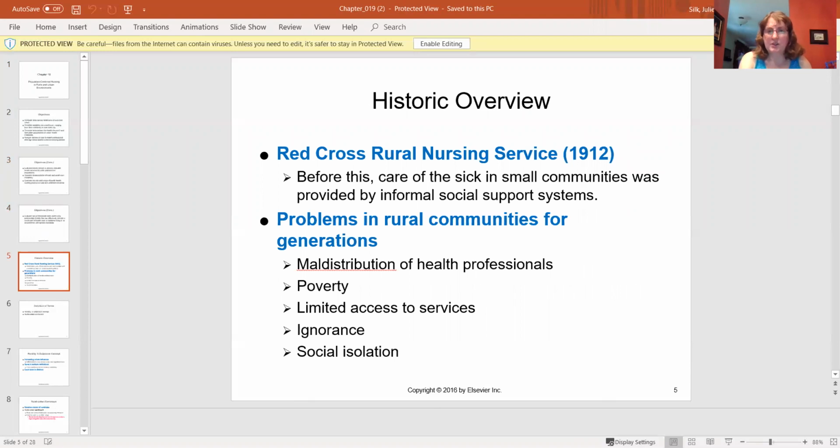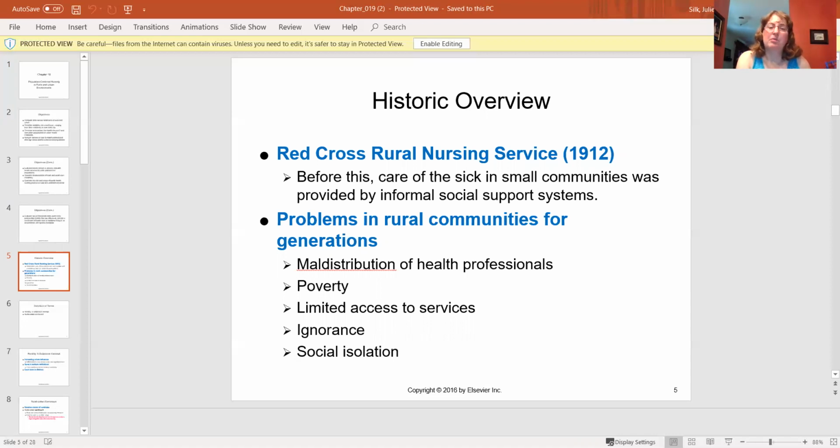Okay, so the first part of this talks about some history. The Red Cross Rural Nursing Service came about back in 1912. Before this, care of the sick in small communities was provided by informal social support systems. There are some specific problems in rural communities, and we've seen this over generations. One of them is a maldistribution of health professionals. As you get further and further away from big cities, you don't see very many options for going to a healthcare professional. You have to pretty much go a long way to get to one.